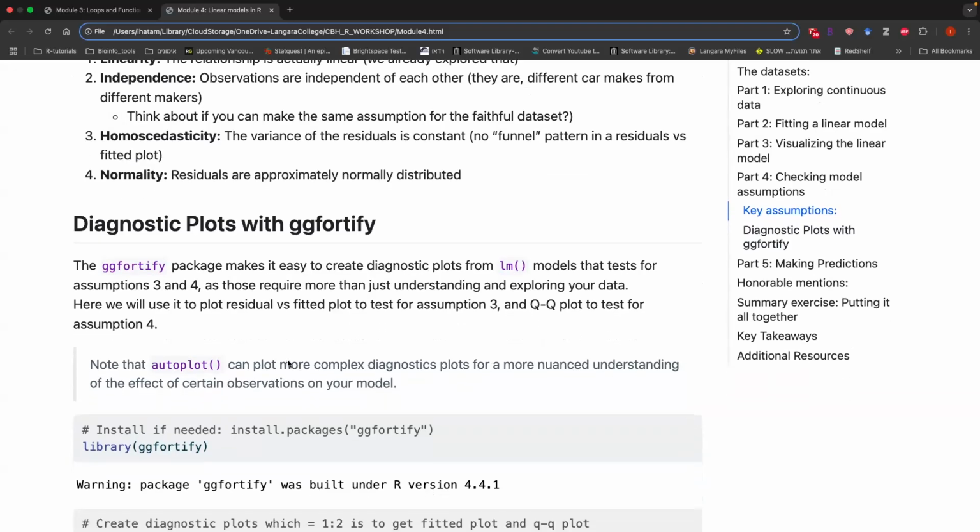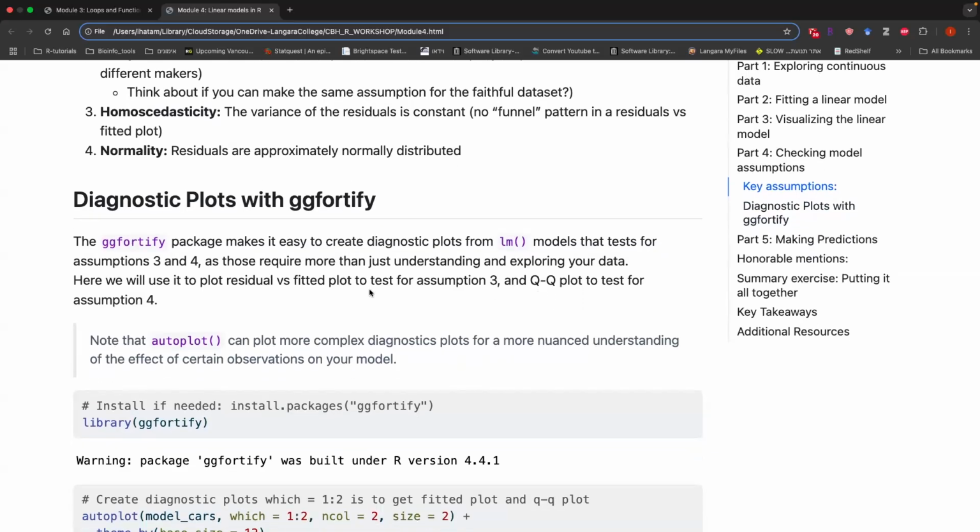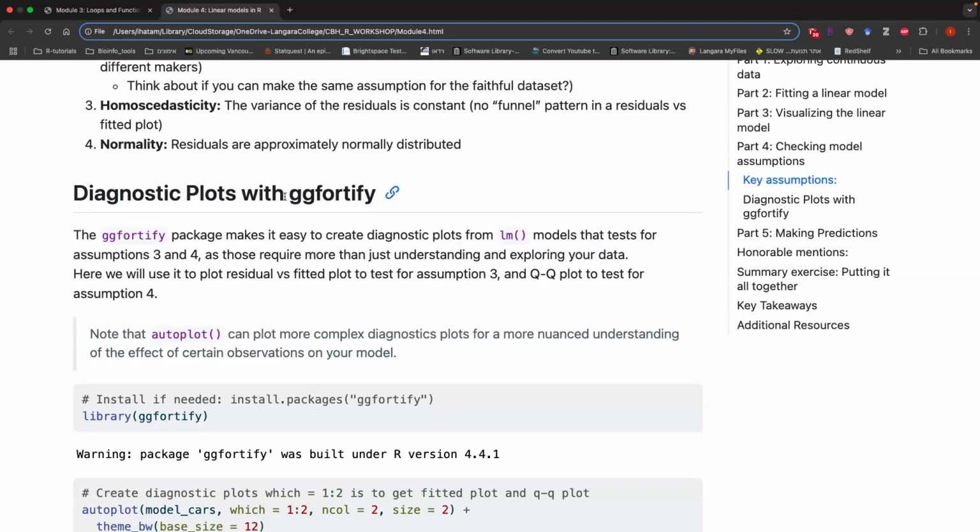So the ggfortify package makes it really easy to create diagnostic plots for linear LM models. They test for assumptions 3 and 4. They actually test for a whole slew of other assumptions, but we won't go into that. So it produces a lot of plots, and we're only going to focus on 2. We will plot residuals versus fitted to test for assumption 3, and we'll do a QQ plot to test for assumption 4, which is the normality assumption.